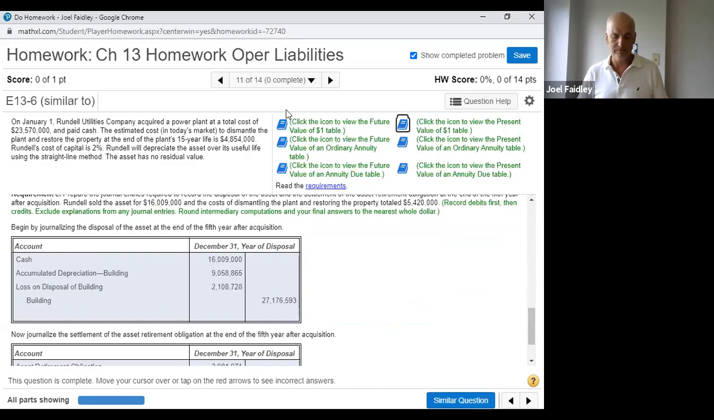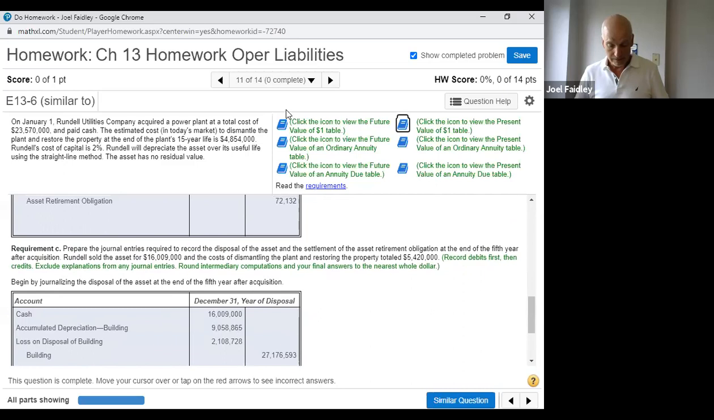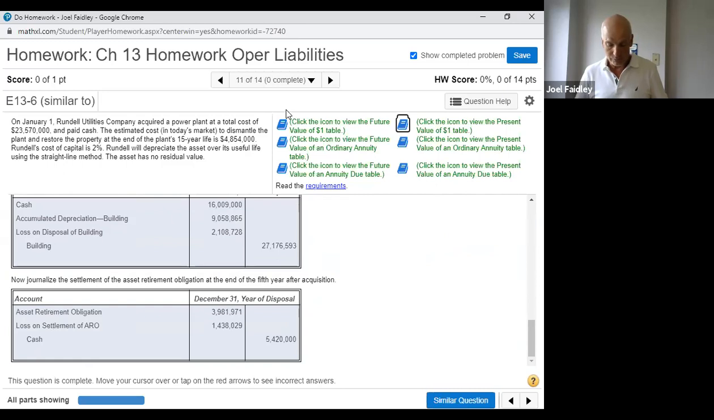Expense, debits. All right, so we've taken care of the asset, but what about the liability? There's the liability that we just went through. There's the debit, $3,981,971. It also says up here that the cost of dismantling and restoring the property totaled $5,420,000. So there's the $5,420,000 that they had to pay at the end of 5 years to dismantle this thing, even though they sold it. And so the difference between the ARO and the cash paid is, again, another loss. That's a big loss, isn't it?